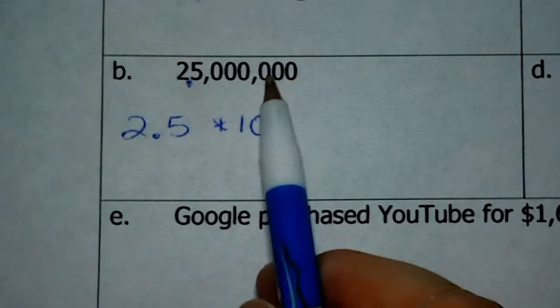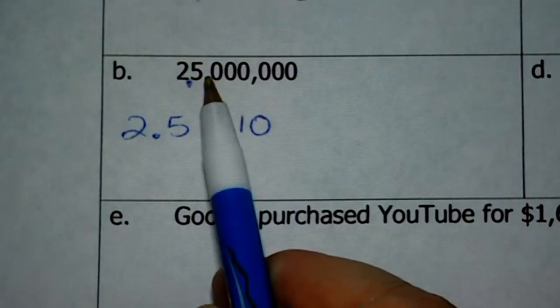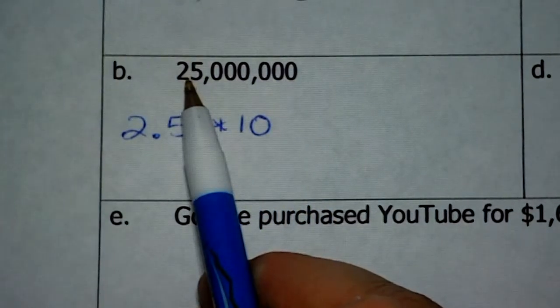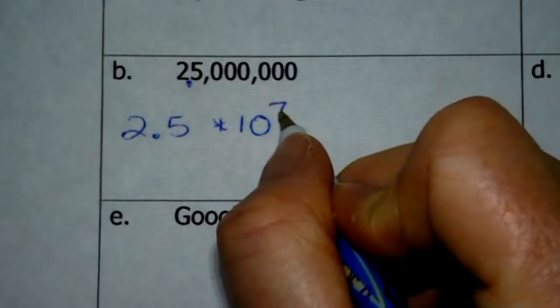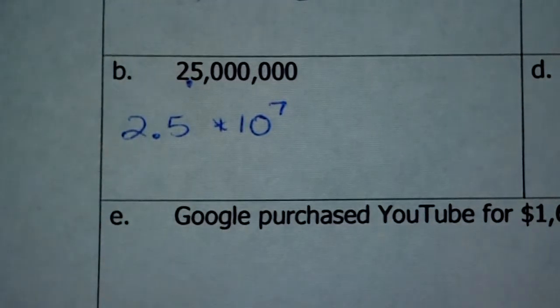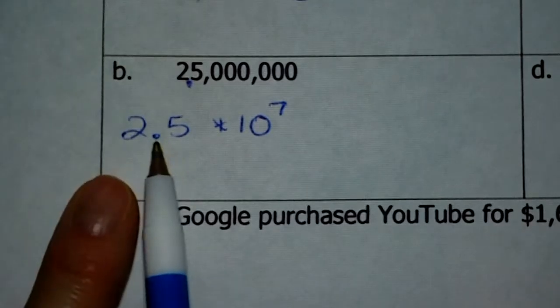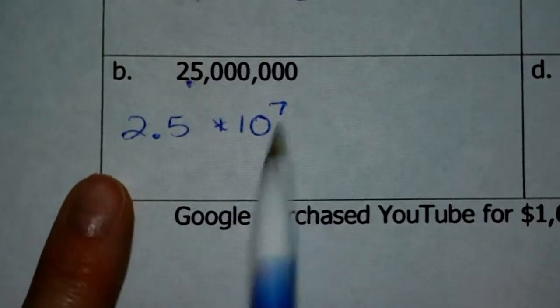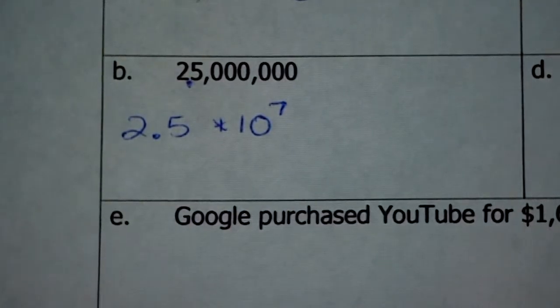You had to move it 1, 2, 3, 4, 5, 6, 7 places left. Moving it 7 places left means a positive 7 for an exponent. You want to make sure that you're right. Actually do 2.5 times 10 to the 7th, and you'll see. Yep, that's exactly what you get.